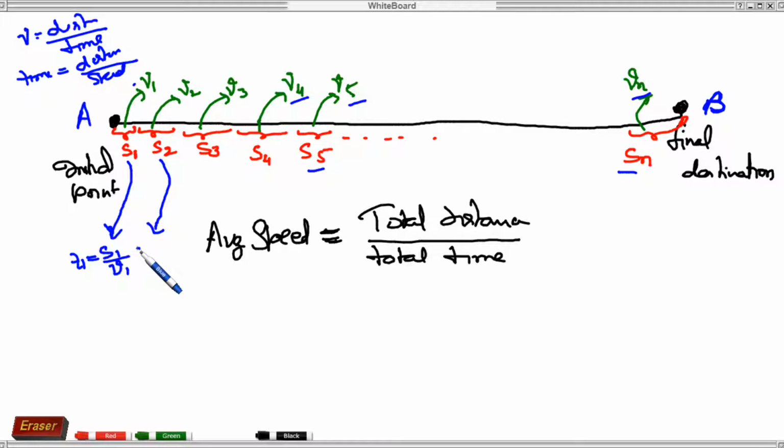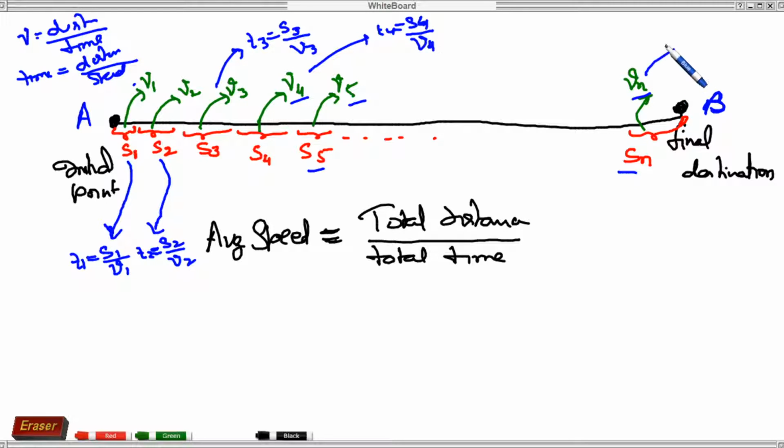The time taken T2 is equal to, how much it will be? S2 over V2. For the third one, the time taken T3 is equal to how much? S3 over V3. The time taken for this one, T4 is equal to S4 over V4. And what about this last one? The time taken Tn is equal to how much? Sn over Vn.